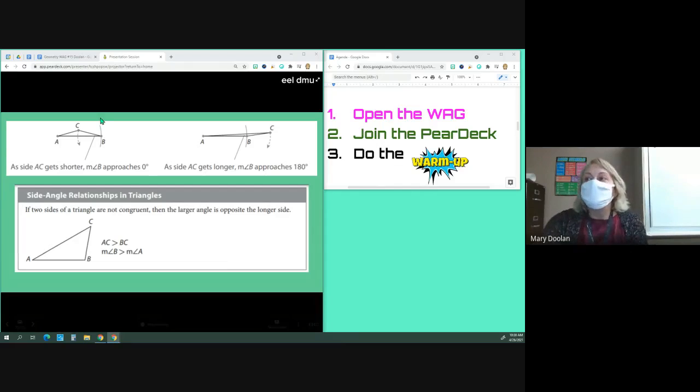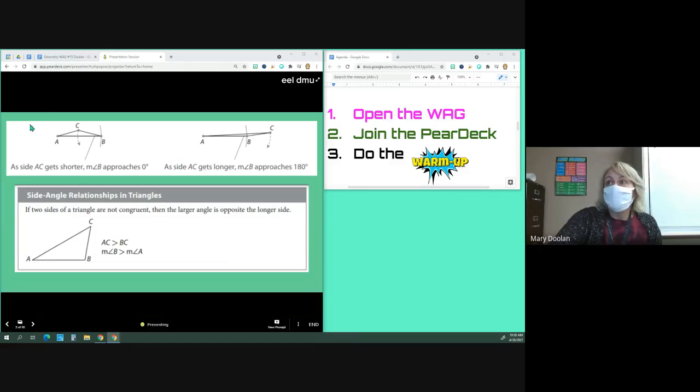So at the top here, we're not really dealing specifically with right triangles for this lesson. It's any triangle. And so in this triangle, given ABC, as side AC gets shorter and smaller, the measure of angle B is also getting smaller. It's approaching 0. It'll never get to 0, but it approaches it. Conversely, as side AC gets longer and is growing, the measure of angle B is also increasing, getting closer and closer to 180 degrees, but it will never get there, it just approaches it.